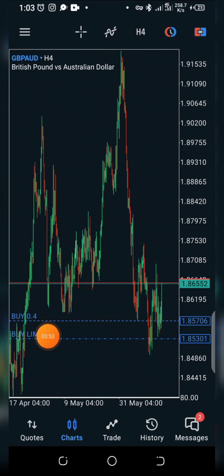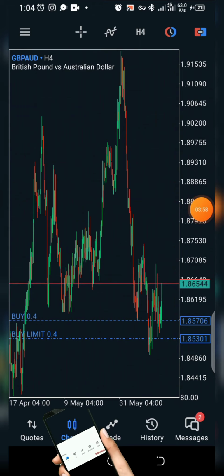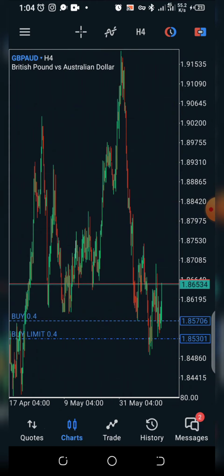Look at this formation. You can see how this trade formed. This is a buy trade on GBP AUD. The reason why I'm buying GBP AUD is because I know AUD is losing strength, and I'm going to confirm this to you right now.